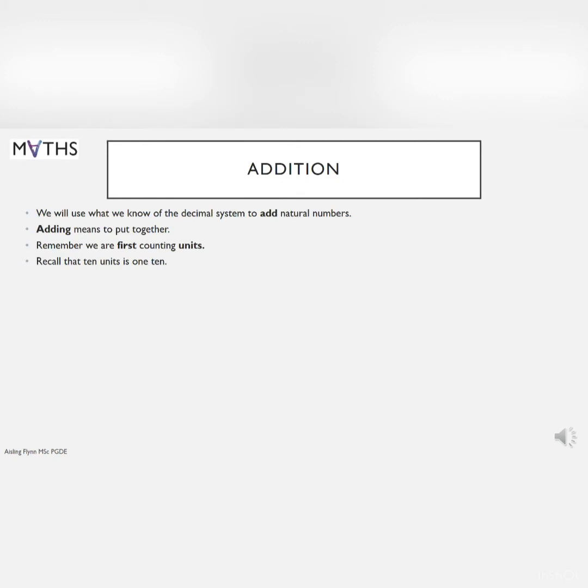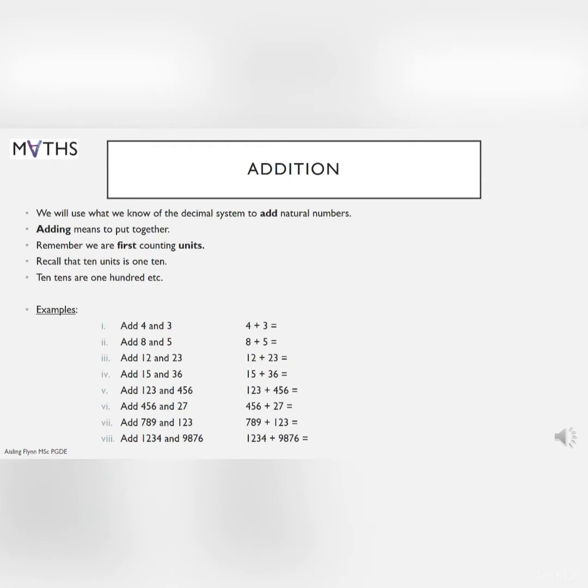Okay, so we just looked at that to help us in our addition. We will use what we know of the decimal system to add natural numbers. Adding means to put together. Remember, we're first going to count the units. When we get to 10 of those, 10 units is 1 ten, 10 tens are 100, etc. And we're going to use these examples to illustrate how to add.